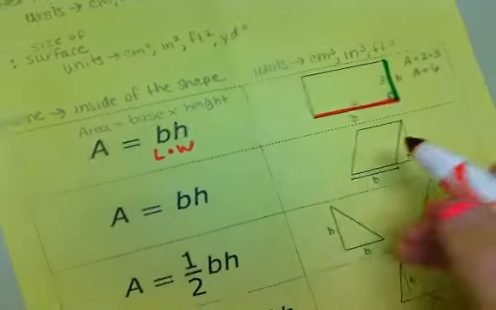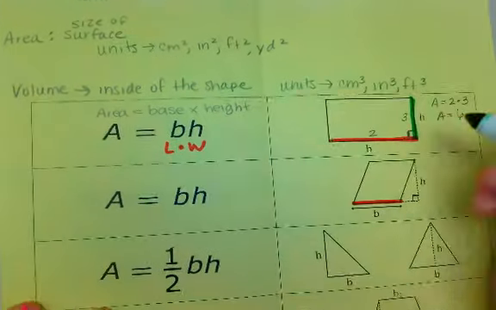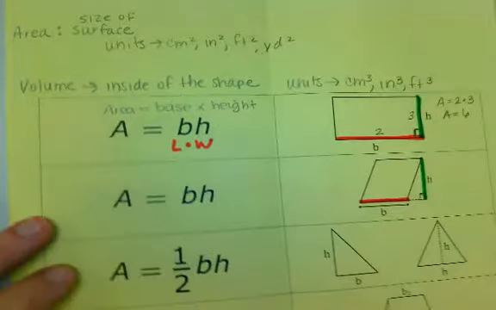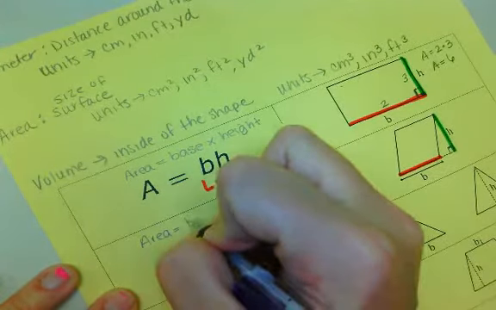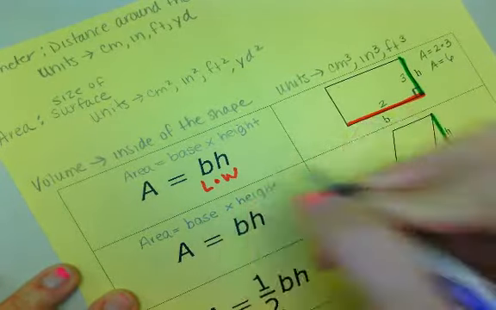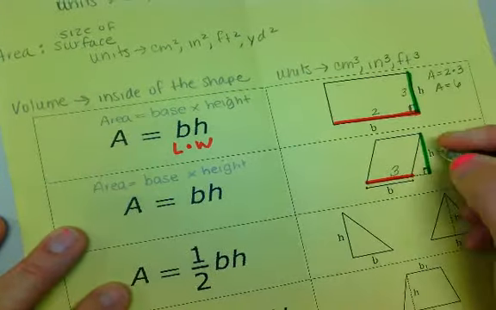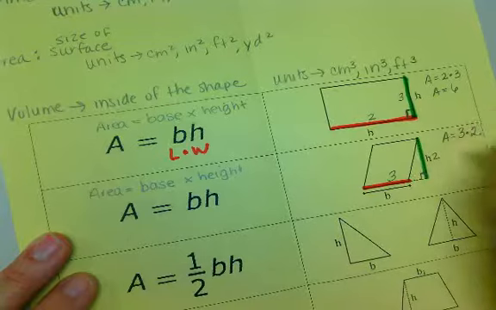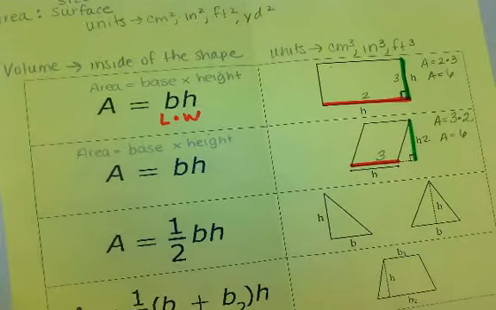So, again, the base is your bottom, okay? And the height is from the top to the bottom, forming a 90-degree angle, okay? Again, it's the same thing, guys. It's area equals base times height. Okay, so again, if I were to have 3 as my base and 2 as my height, my area would be 3 times 2, so my area would be 6.